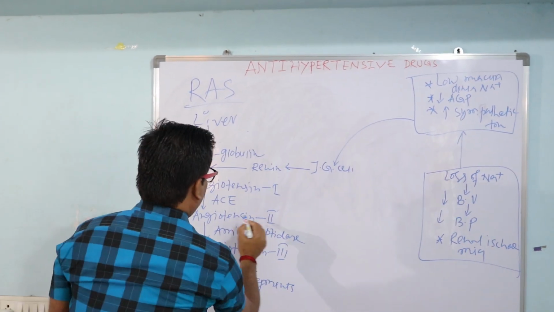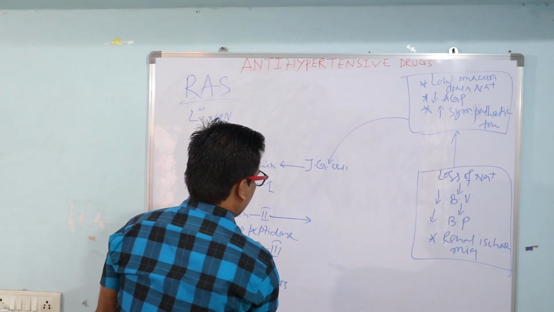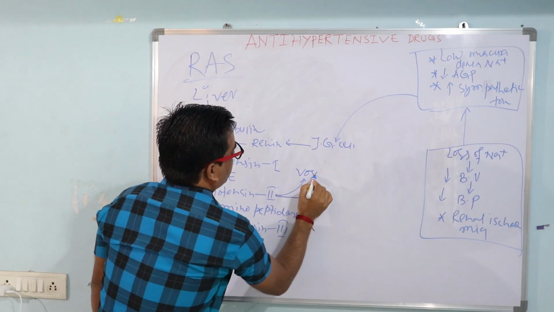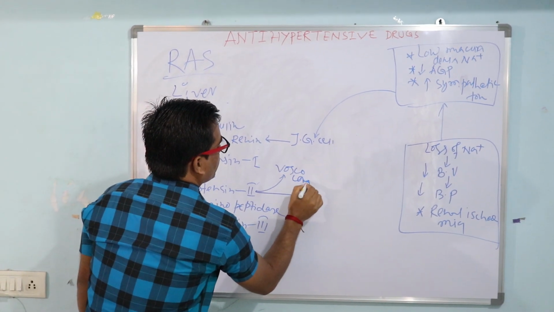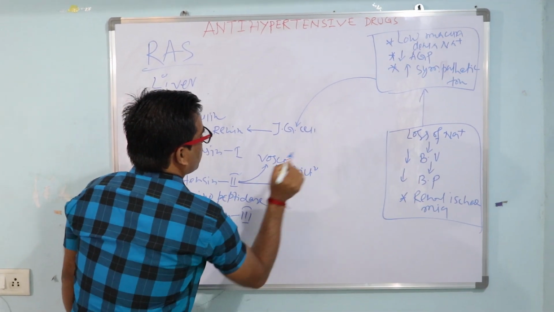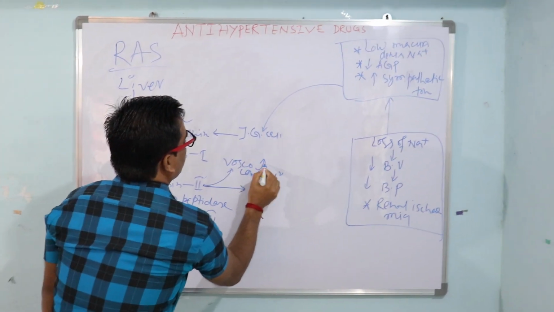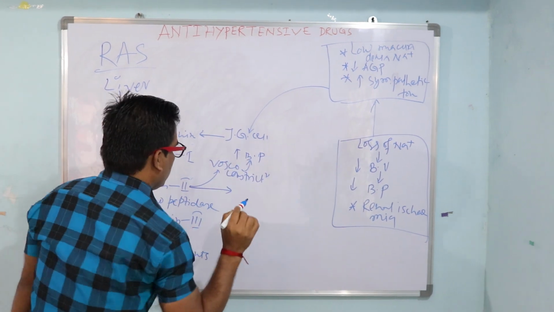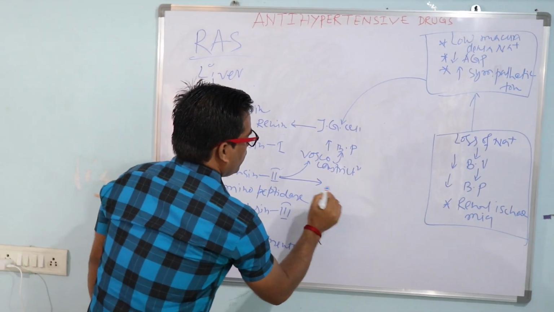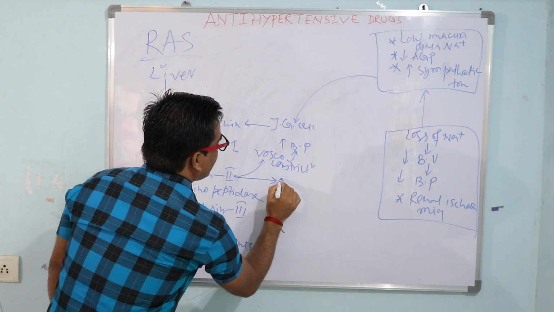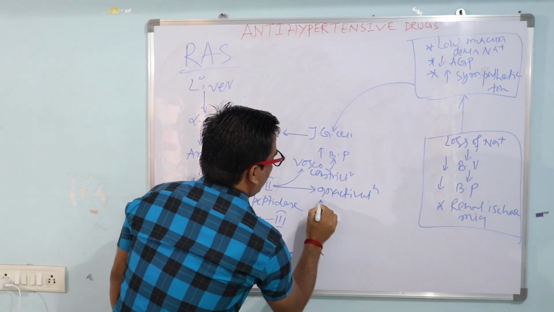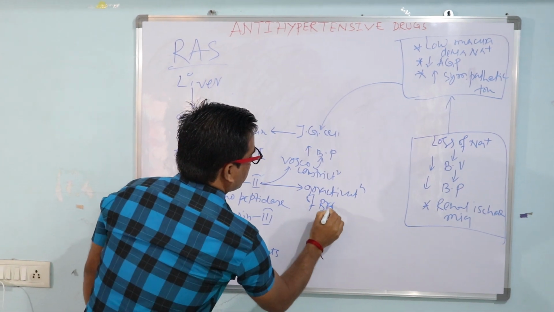Next, angiotensin 2 has a variety of actions. First, it causes vasoconstriction, so it will ultimately lead to a rise in BP. Then the second function, it causes inactivation of bradykinin.